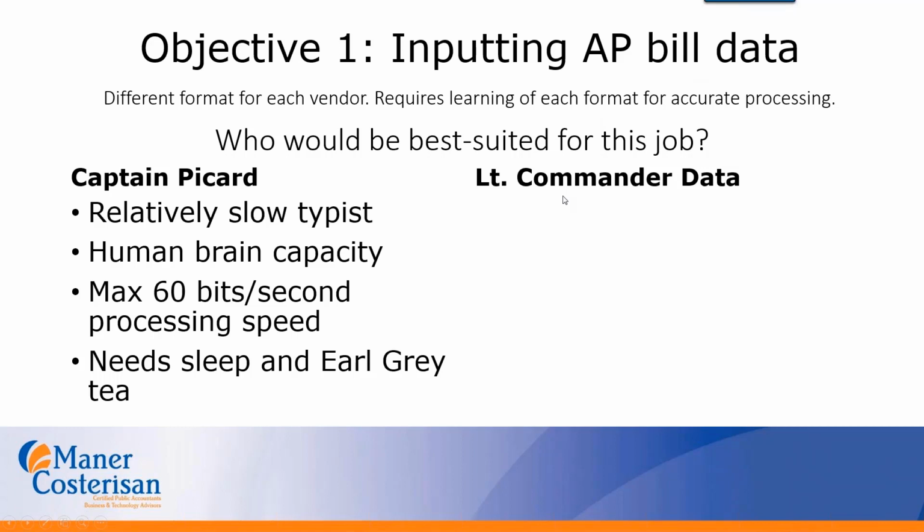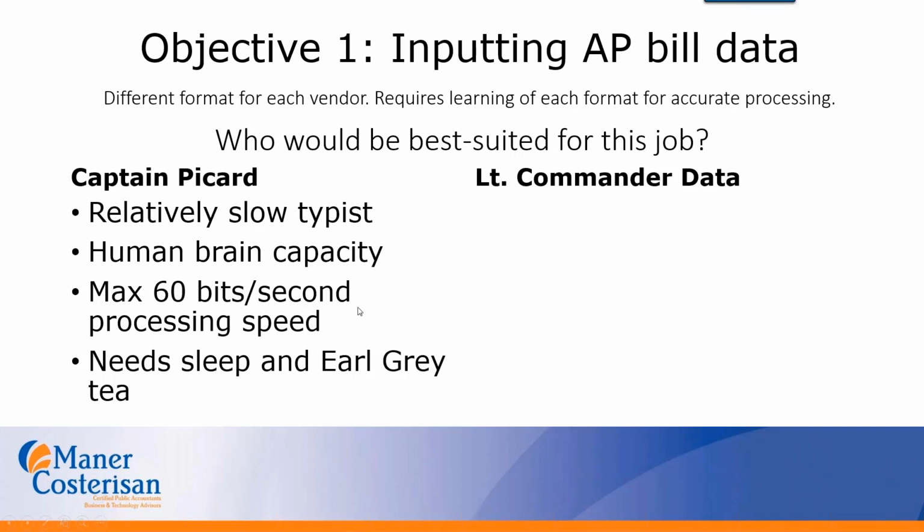So let's think about what all happens when someone puts in an AP bill. First of all, you have to type it in. Picard, for the most part, although I'm pretty sure he can type fairly well, is a relatively slow typist. He has a human brain, so he has a human brain capacity.